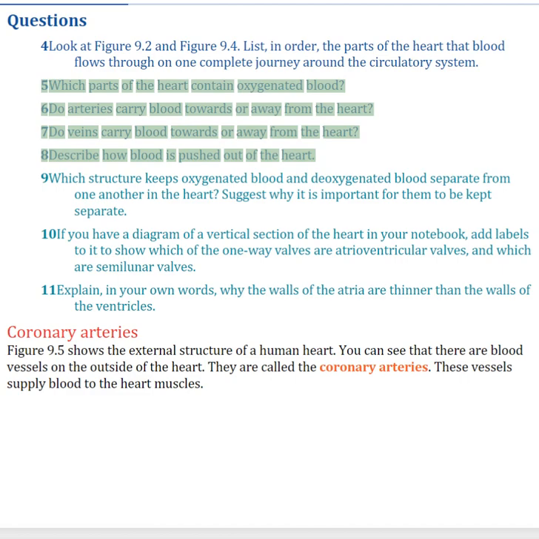towards or away from the heart. 7. Do veins carry blood towards or away from the heart? 8. Describe how blood is pushed out of the heart.